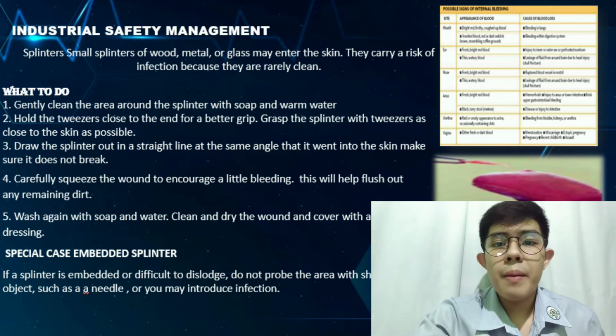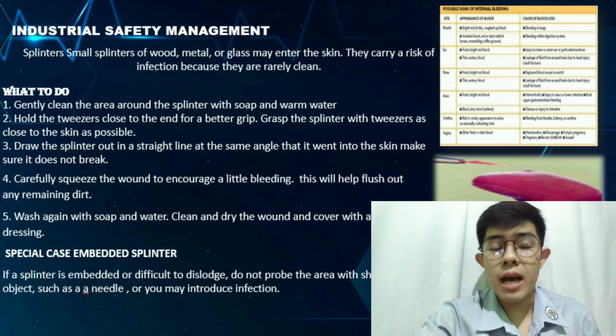Sumunod naman, maingat na pisilin ang sugat upang mahikayat ang kaunting pagdurugo upang makatulong ito sa pag-flush ng anumang natirang dumi. So the last one is, pag natanggal na yung nakapasok sa daliri mo na maliit na kahoy, ay wash again with clean water and soap and dry the wound and cover with a dressing.